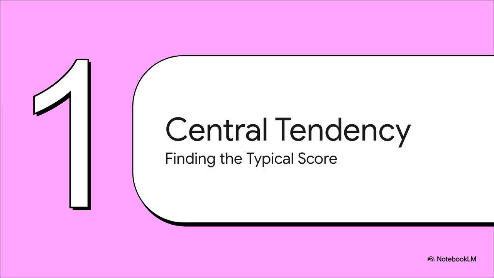going on? Well, our very first step is to find a single number that can kind of stand in for the whole group, a representative score. In the stats world, we call this finding the central tendency. It's like our anchor point for making sense of everything else.